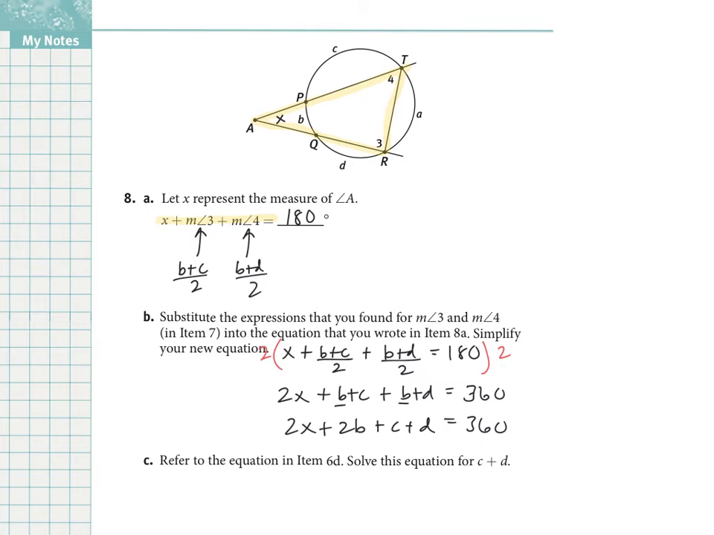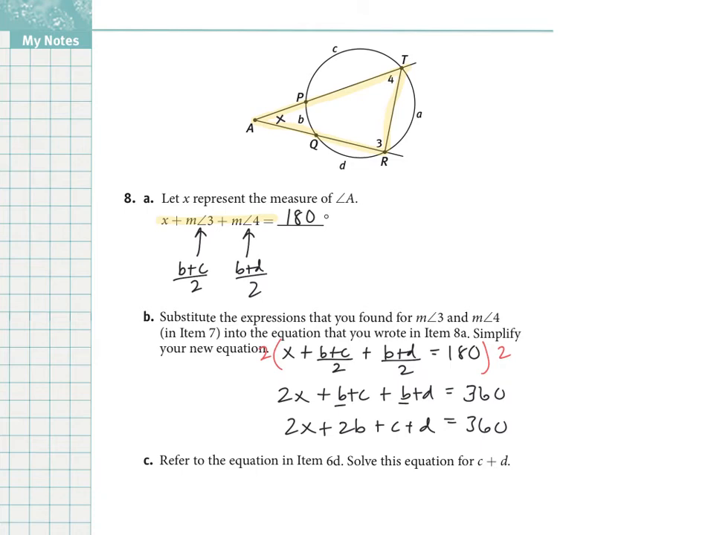Now, I just went through the simplest that I could make it. That's how I knew I had to keep going throughout here. We're going to build off of this and start looking at part C. So for part C, it says refer to the equation in item 6D and solve this equation for C plus D. Well, here's what we're really going to do. We're going to take kind of what we have before and build off of it and see what we can get.